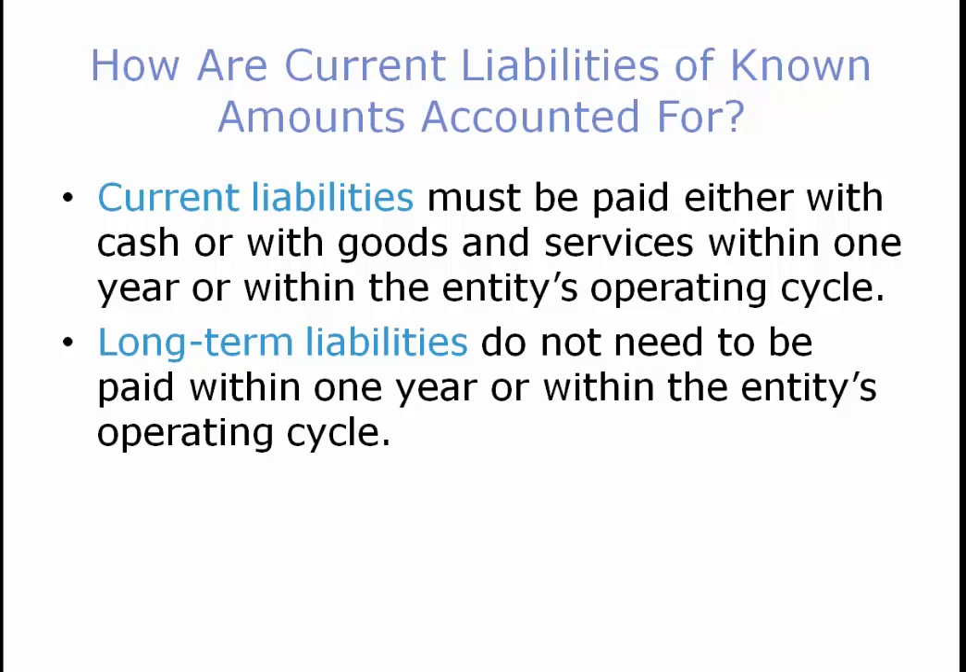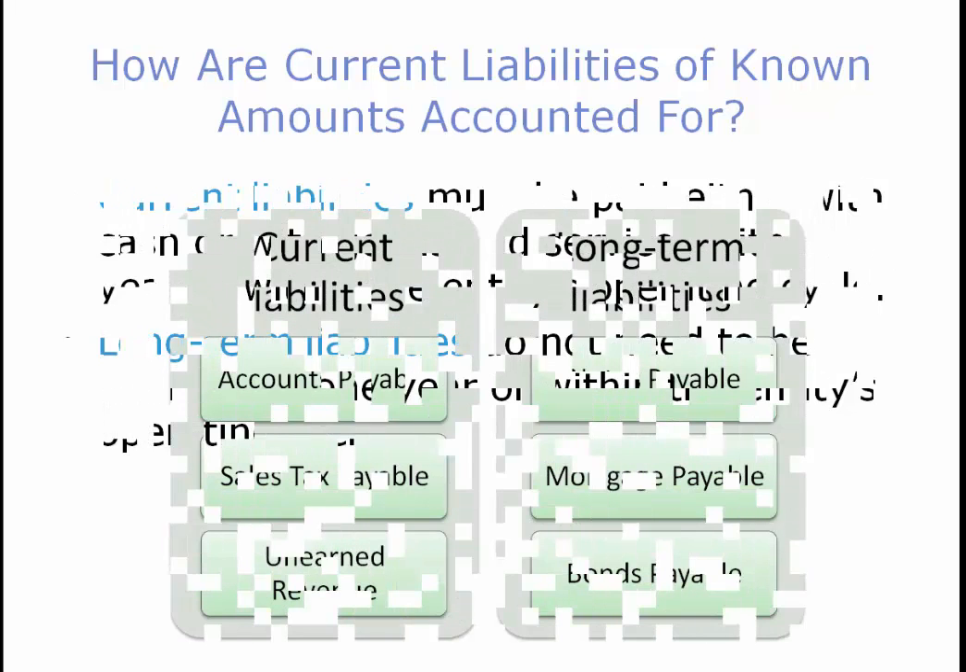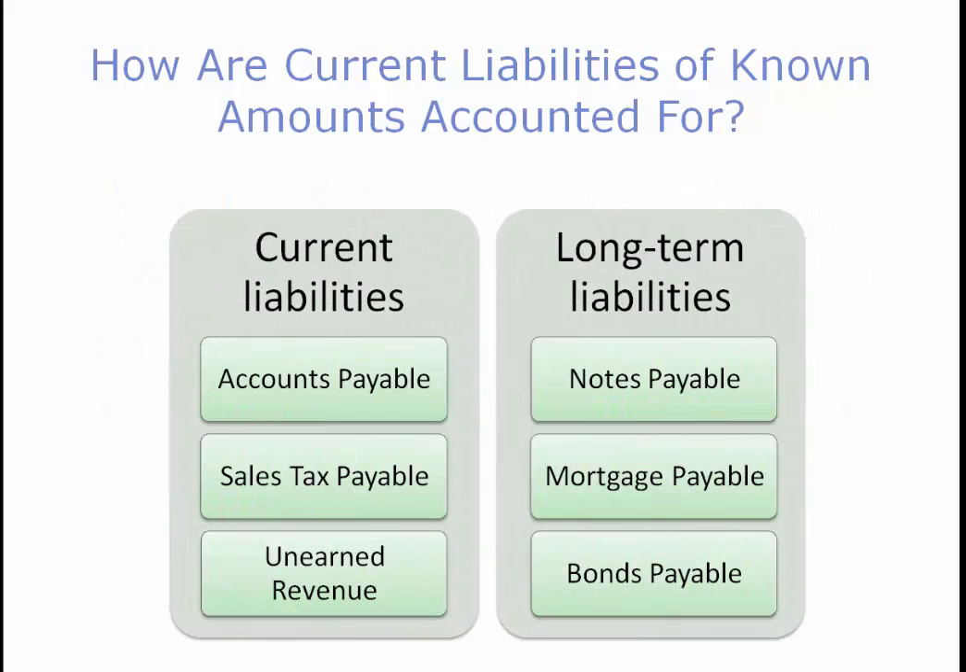And long-term liabilities are going to be owed for a longer term. And typically with a long-term liability, you're going to have some type of interest associated with it. So that's just kind of a good benchmark to differentiate between current and long-term liabilities. If you notice on the left, you have current liabilities: accounts payable, sales tax payable, and unearned revenue.